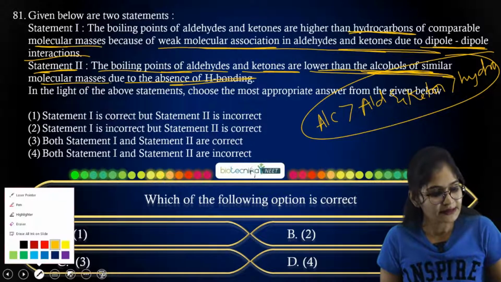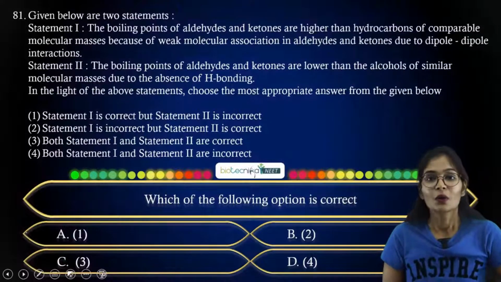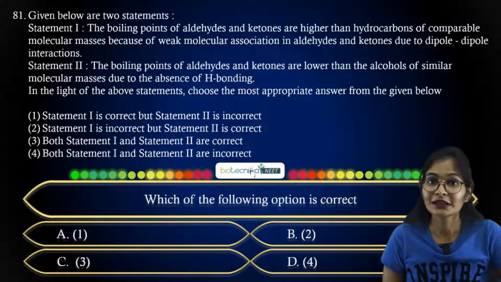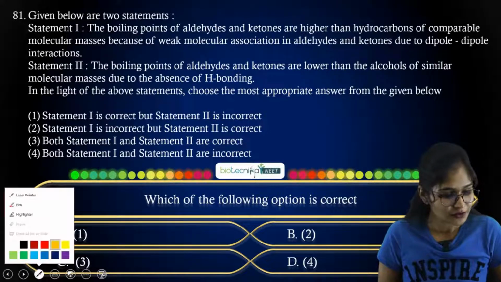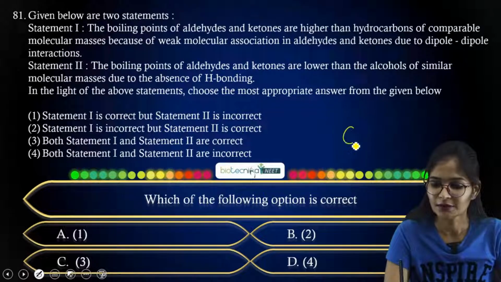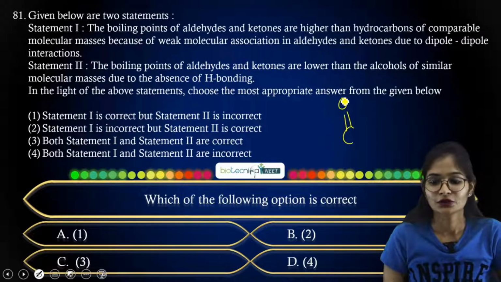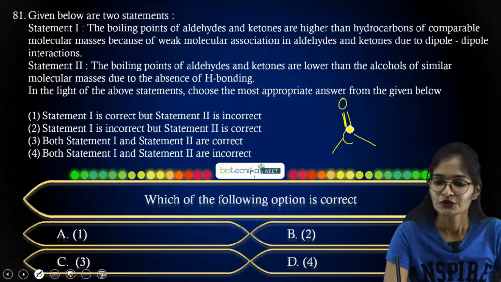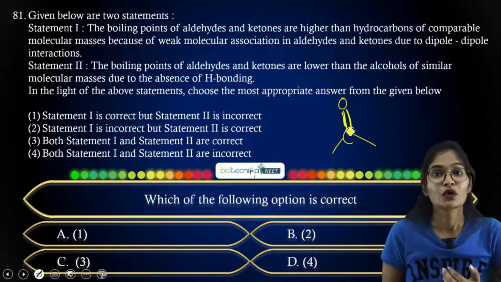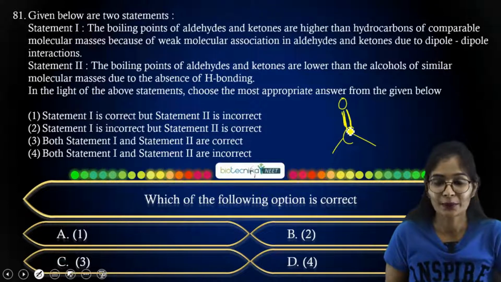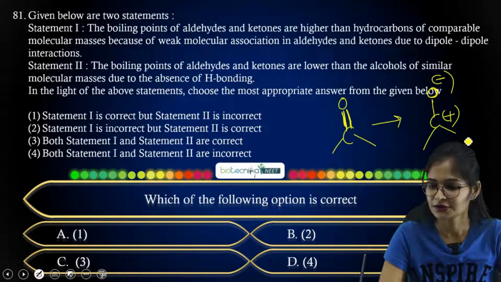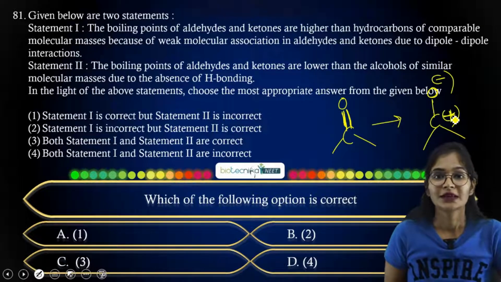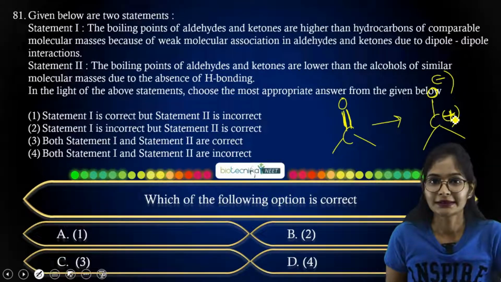Yes, those are correct, because whenever we consider the boiling point specifically in the carbonyl functional groups, we have the carbon attached to oxygen, that is C double bond O. If you want to show the dipole interaction of this C double bond O, the oxygen will be bearing a negative charge and the carbon will be bearing a positive charge. So this is the dipole we can show with respect to aldehydes and ketones.